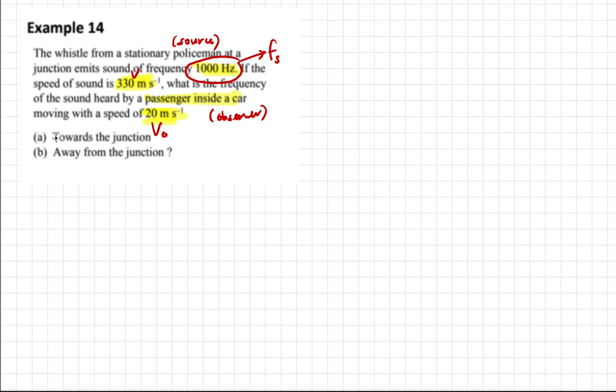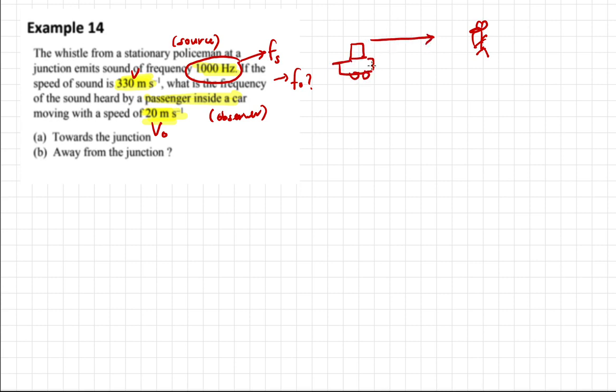So they want us to calculate the frequency of the sound. They want us to calculate the F0, when the observer is moving towards the junction. So we have a policeman here who is actually blowing the whistle, and then we have a car, a passenger and observer inside a car which is moving towards the policeman.